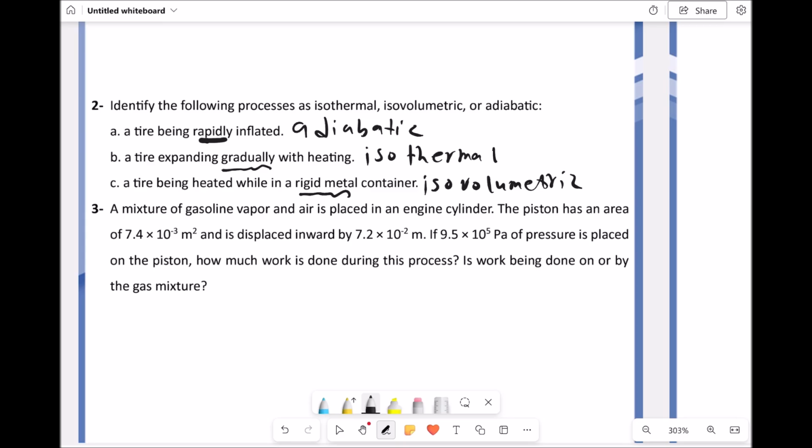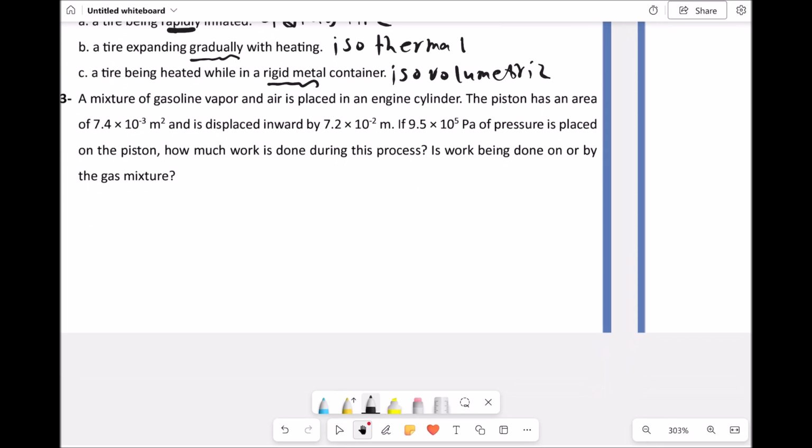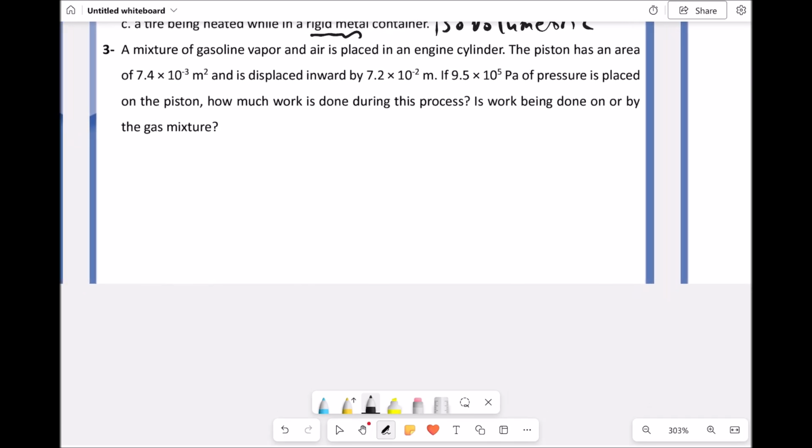We have question 3. A mixture of gasoline vapor and air is placed in an engine cylinder. The piston has an area of 7.4 times 10 to the power of minus 3 meters squared and is displaced inward by 7.2 times 10 to the power of minus 2 meter. So first of all, we have area, which is equal to 7.4 times 10 to the power of minus 3 meter squared. Is displaced inward. Here it says displaced inward.